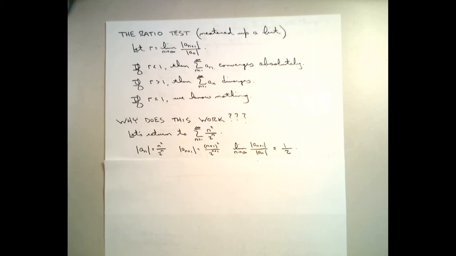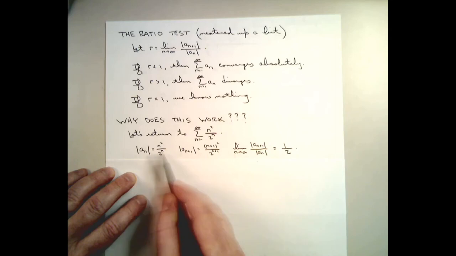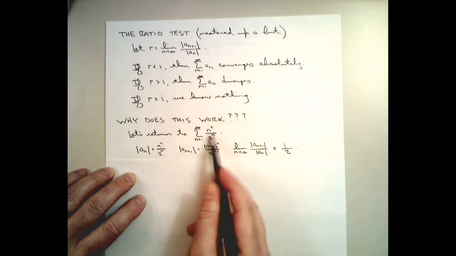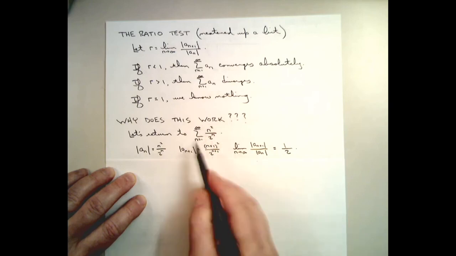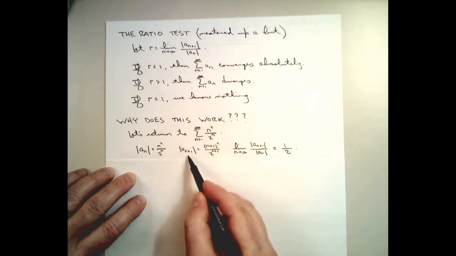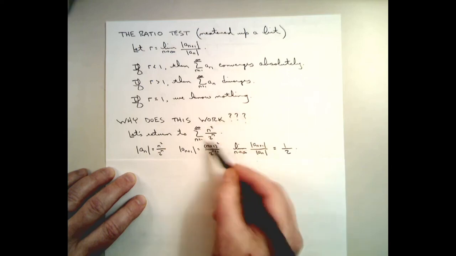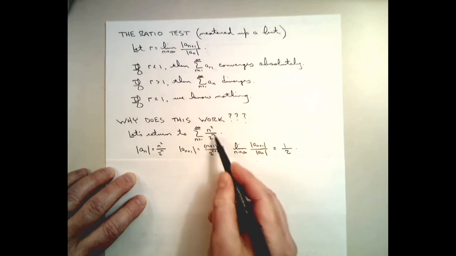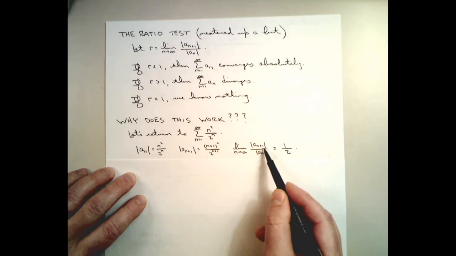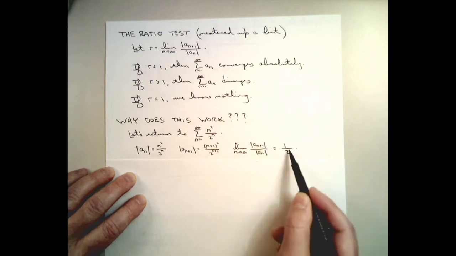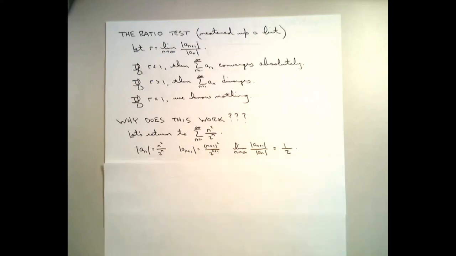We've already noted a few things. Clearly our nth term is n squared over 2 to the n. That's exactly what we're looking at whenever we examine this series. The n plus first term is going to look the same, except I replace n with n plus 1 each time. And the limit of the absolute value of the n plus first term to the absolute value of the nth term, we saw, was equal to a half for this particular series.